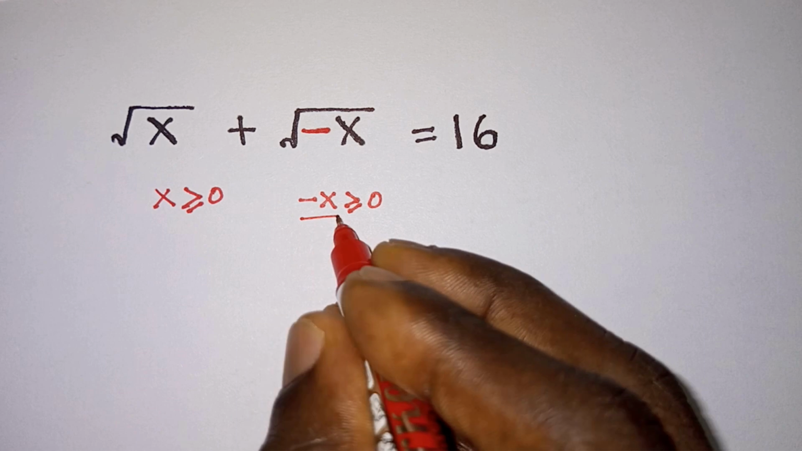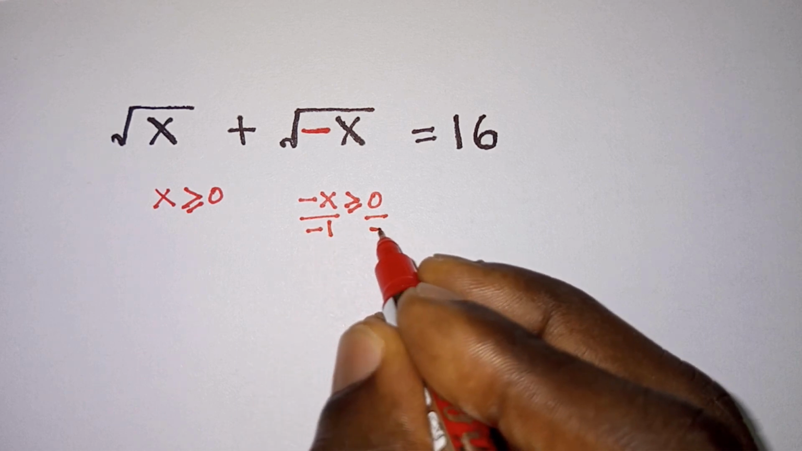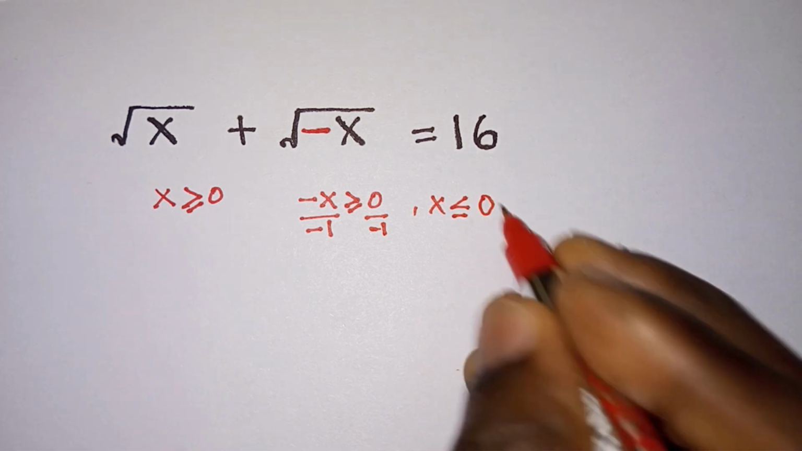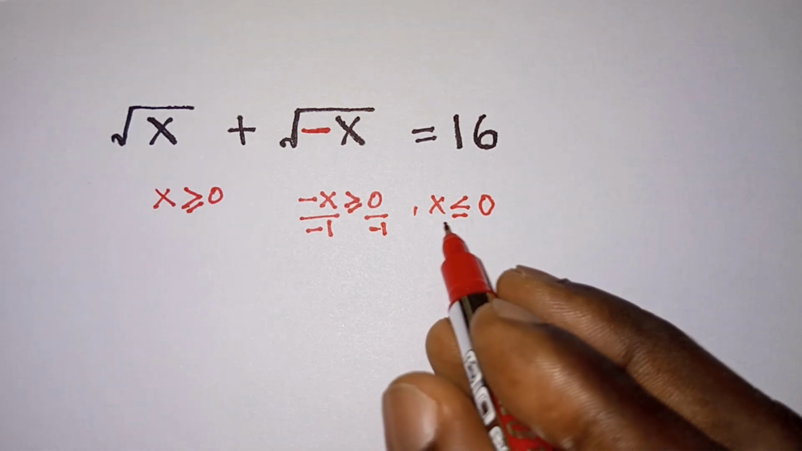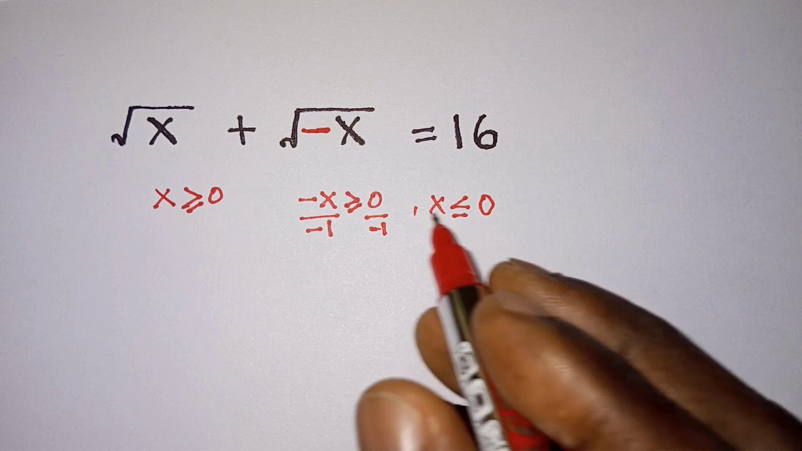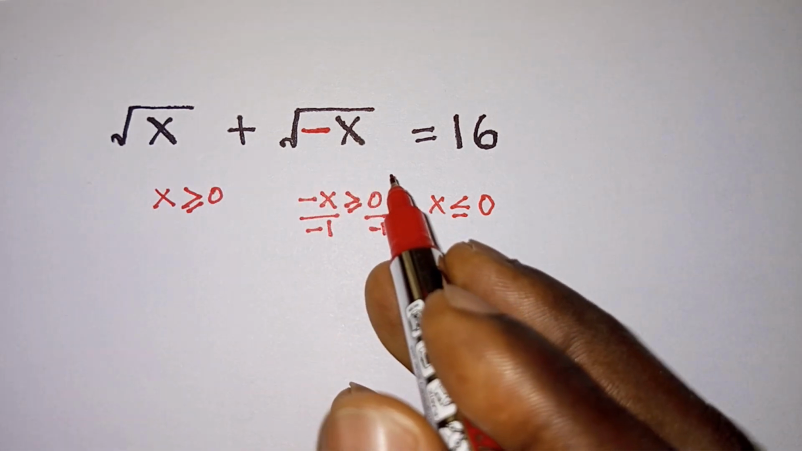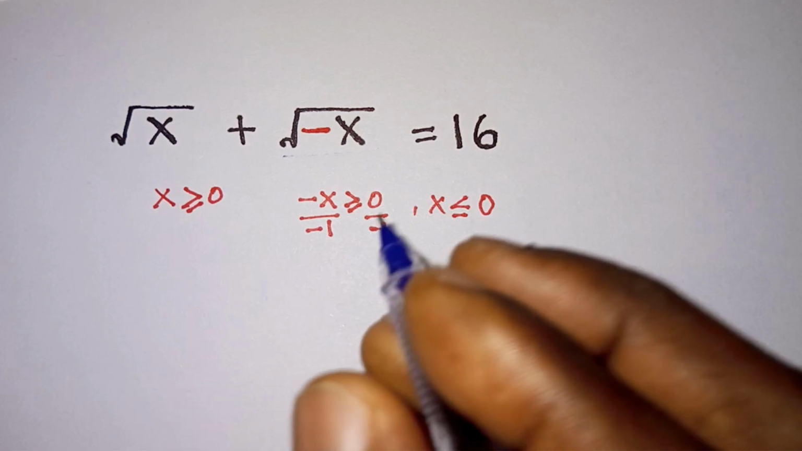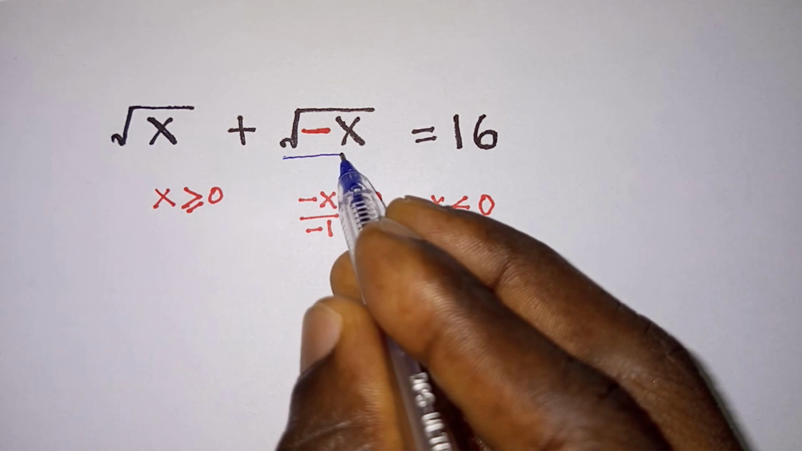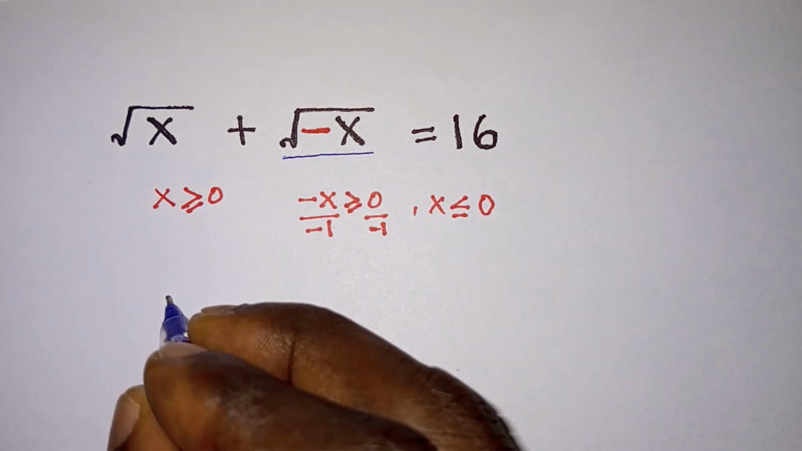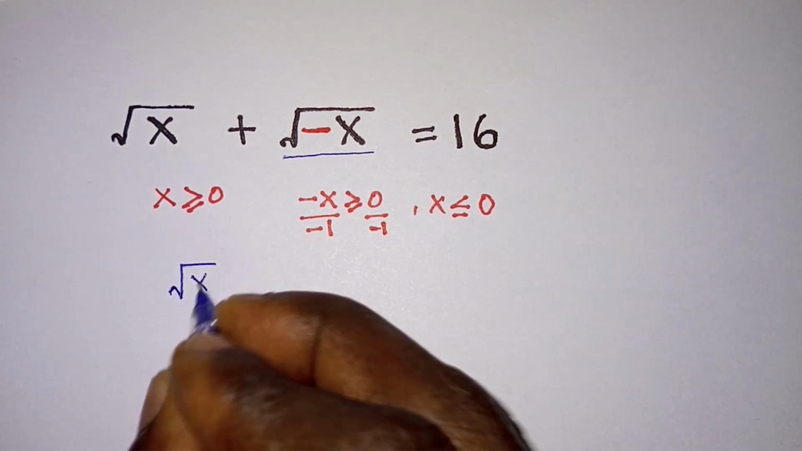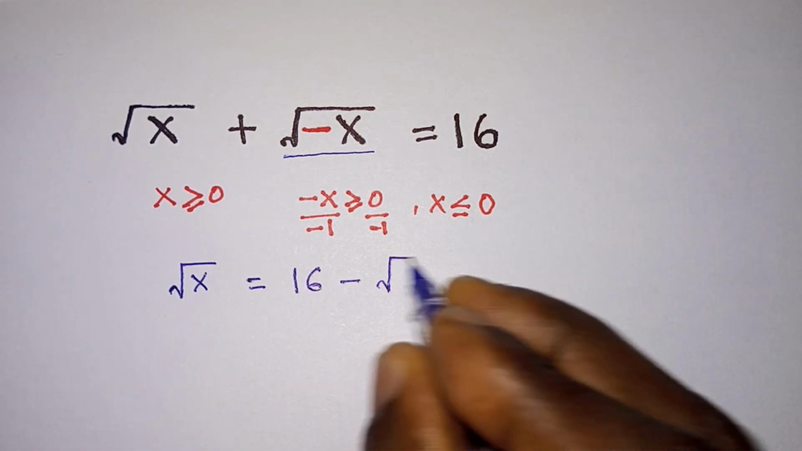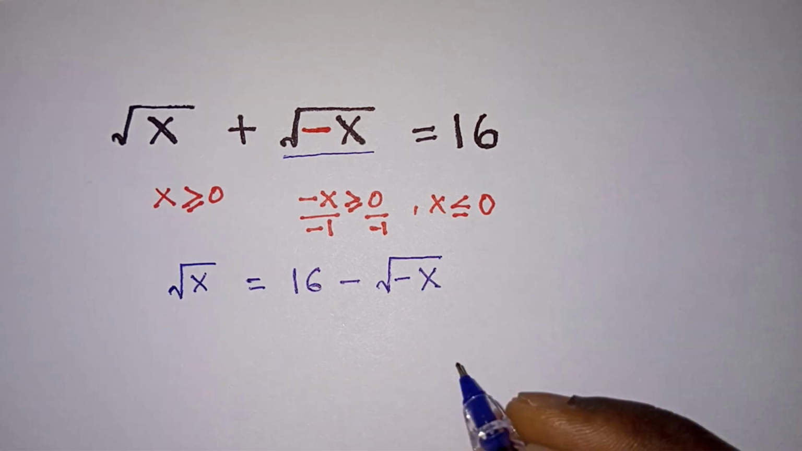To make them the same, let's divide through by negative 1. And we see that x is less than or equal to 0. The fact that this x is less than or equal to 0 means we are going to have a complex solution to this problem. So let's go ahead and do that. First of all, let's subtract square root of negative x on each side of the equation so that we get square root of x is equal to 16 minus square root of negative x.